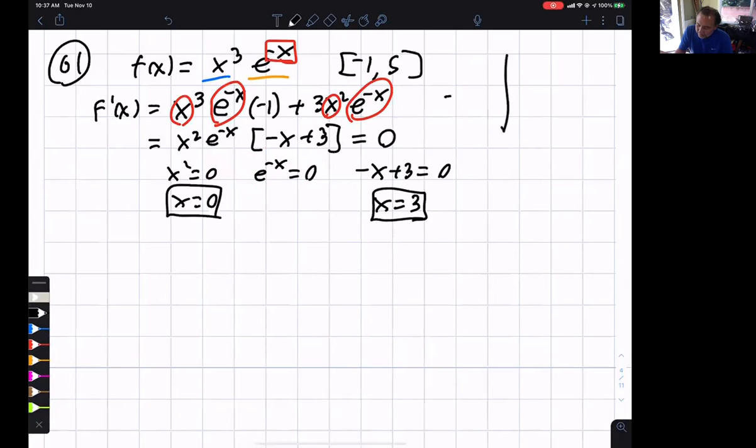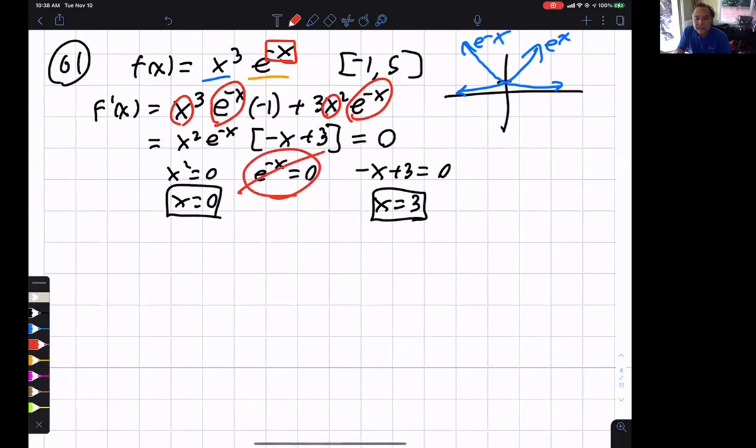E to the x looks like this. So you don't even have to graph e to the minus x because you'll notice it doesn't matter the x value. This graph never crosses the x-axis, therefore never equals 0, no matter what the exponent is, positive or negative. But if you want to graph e to the minus x, you can do that. It's just a reflection over the y-axis. That never crosses the x-axis, never equals 0. That has no solution. So we have two critical points, 0 and 3.